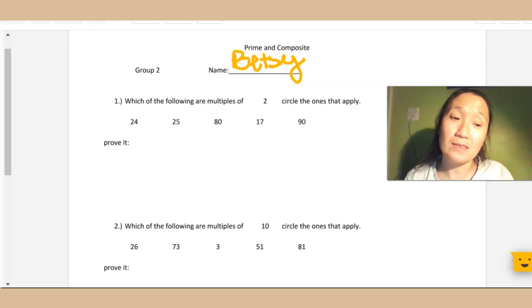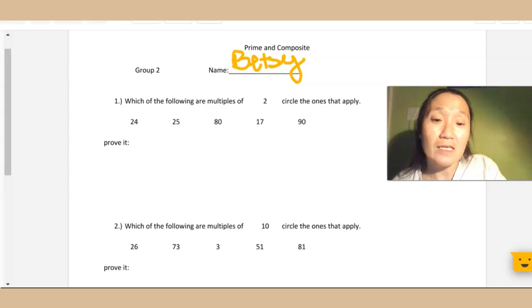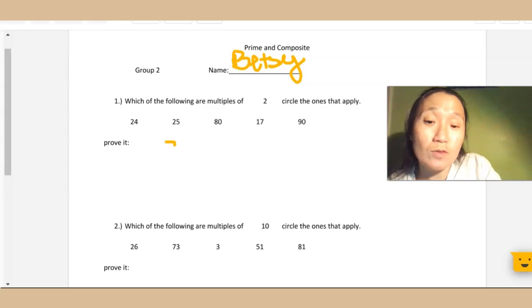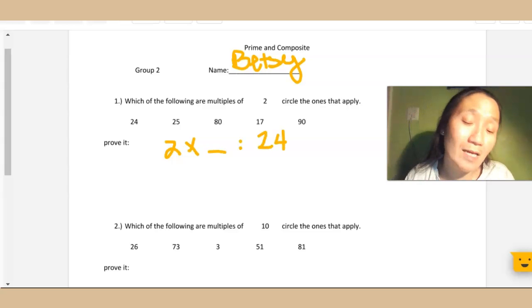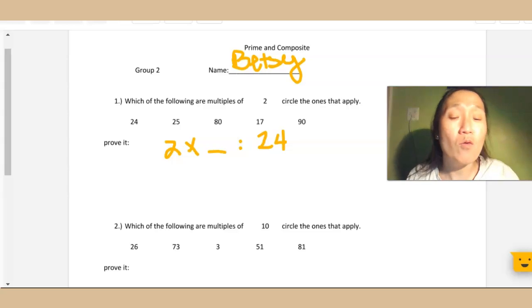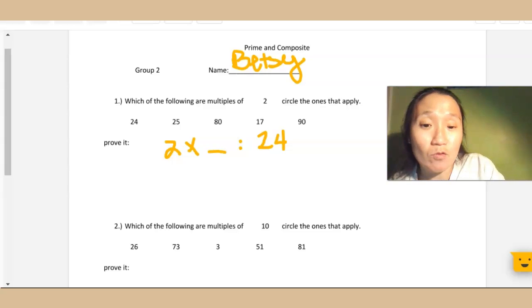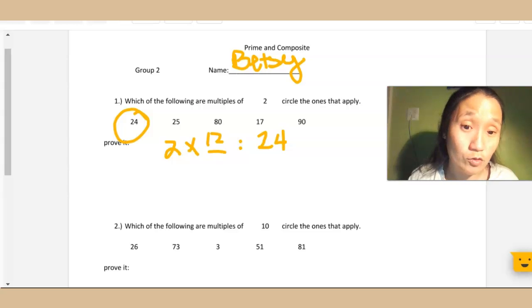So for this, you have to go through and decide. This is asking you 2 times something will equal 24. Well, will 2 times anything equal 24? Well, yes, it will. It will be 12. So 2 times 12 will equal 24. So this one is a multiple. So 24 is a multiple of 2, okay?